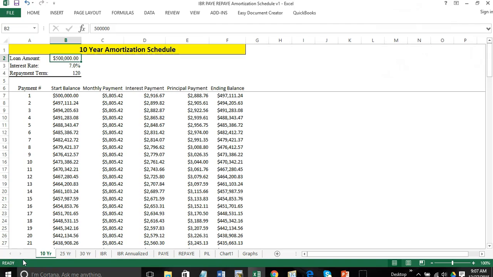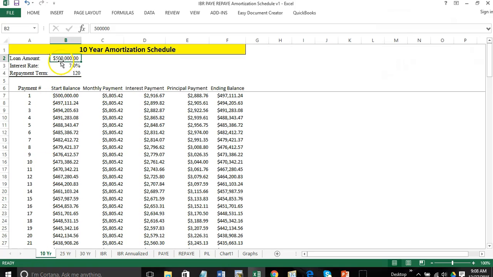So now I'll continue on into the spreadsheets and give you a better sense of what we're discussing. I'll go over the more traditional conventional repayment options, like the 10-year standard, the 25-year extended, the 30-year consolidated, and then the income-driven repayment options, IDR, REPAYE, and PAYE.